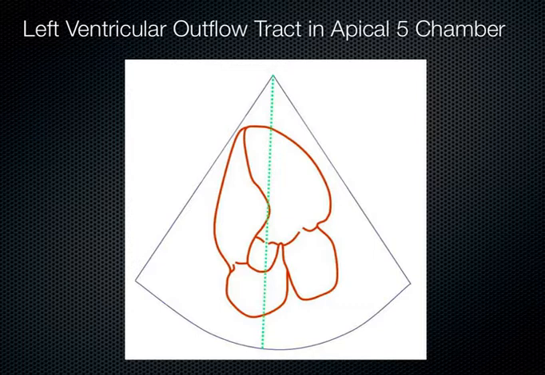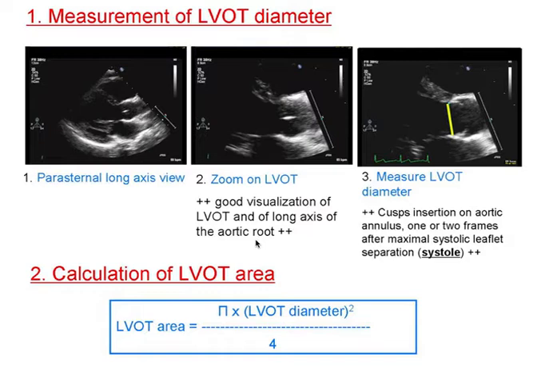The reason this is important is because we're going to drop pulse wave Doppler over that apical fifth chamber and measure the velocity of the flow going through this left ventricular outflow tract. And using some calculus, we can calculate the cardiac output of the heart beat to beat. Let me show you how this works.